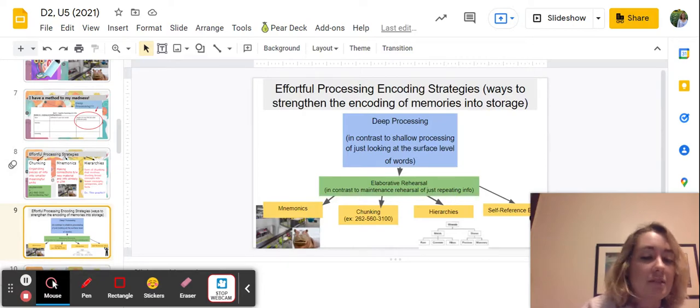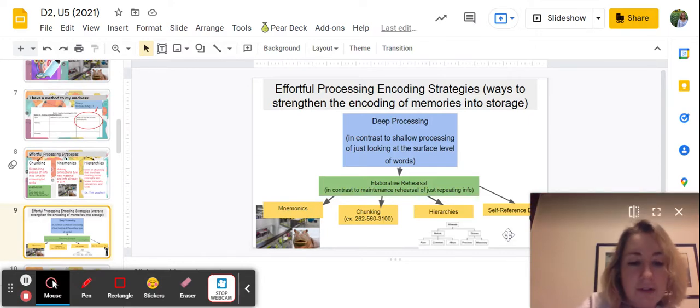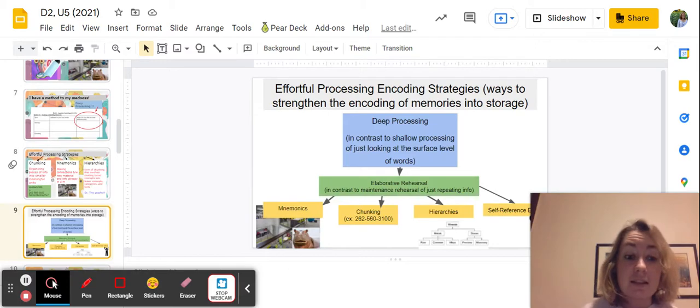So again, effortful processing strategies for encoding information into your memory system. These are just ways to strengthen the encoding of memories into storage so they're stronger and a little bit easier to retrieve, hopefully. So, like I said, here's the big picture. Deep processing, elaborative rehearsal is a form of this. And all of these are examples. We're going to talk about the self-reference effect another day, but it's basically saying that when you can connect things to yourself, you're better able to remember it.